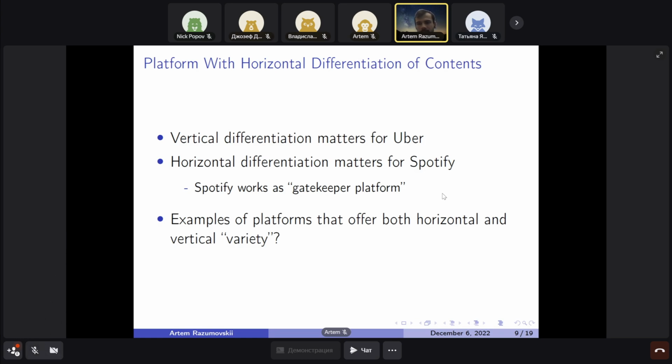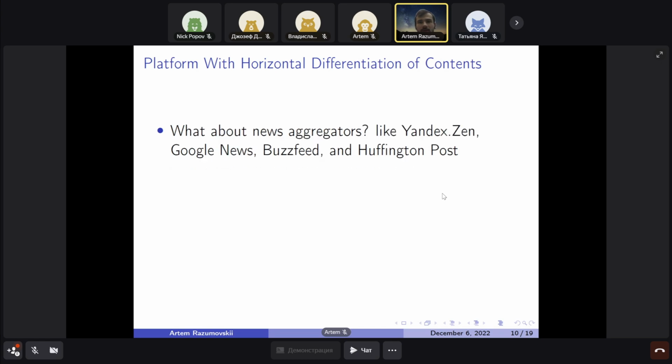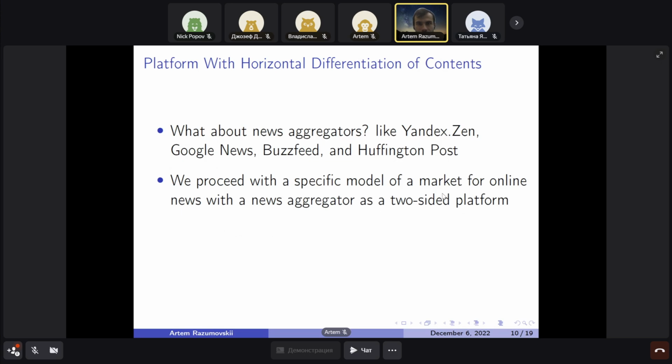Well, but we will talk about another platform. We will talk about the news aggregator. So, like Yandex and Google News, whatever you can think about. And we will talk about a specific model which can be presented here.